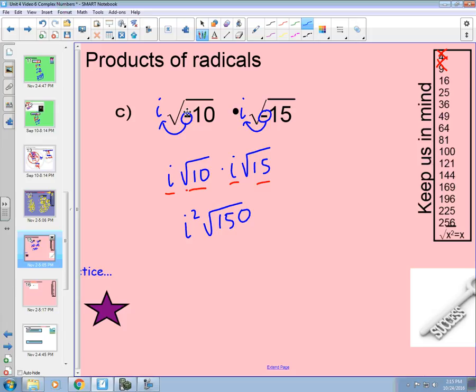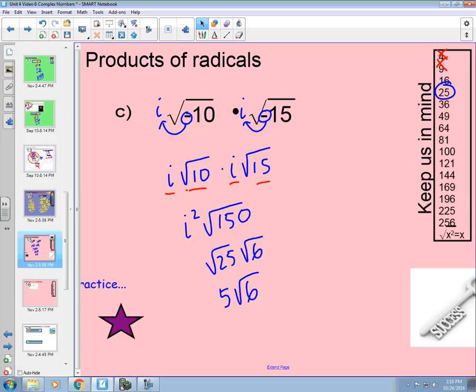All right, now from first glance, that might look like we can't do anything else with it, but actually we can. 150 now, if you look over here, there is a perfect square that goes into 150, 25. 25 goes in that 6 times. So we can write this as square root of 25 times 6. And we know 25 is going to simplify to 5. Square root of 6.